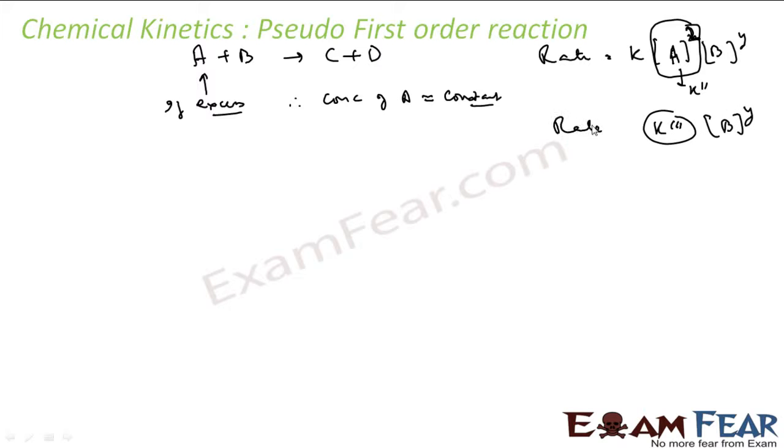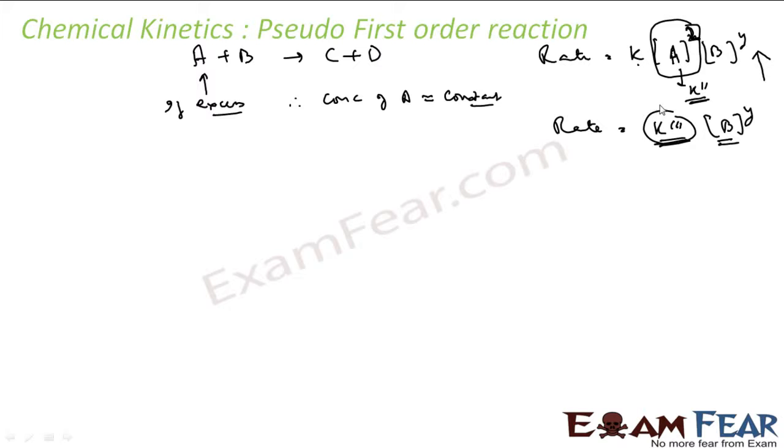So the rate, which was A to some power, let's suppose 2 here, times B to the power y, meant the order was 2 plus y. Now I made it y. How? If A is in excess, A to the power 2 will always be constant, because the concentration of A will not decrease. So k times A squared will be a constant number, multiplied by B to the power y. Thus, the order of the reaction has changed from x plus y to y.